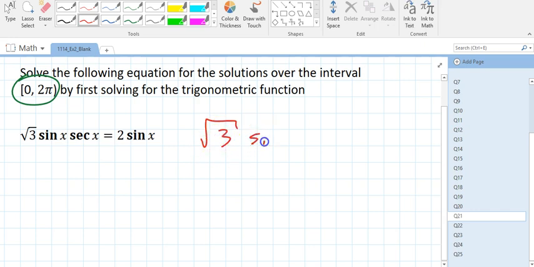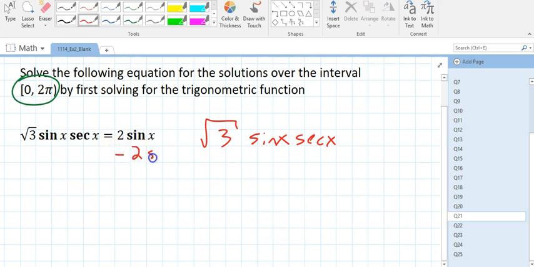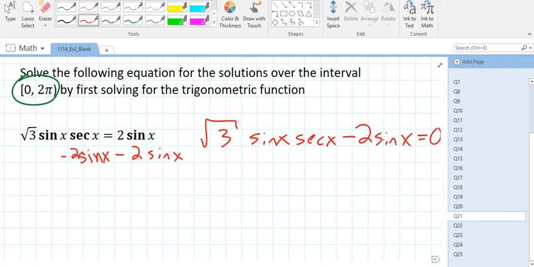Let's get everybody on the same side. So how do I move 2 sine x? Minus 2 sine x. Well, these two get together, the square root of 3 sine x secant x, will that get together with the negative 2 sine x? No. But they don't disappear, we still write them both down. So now we're equal to 0.